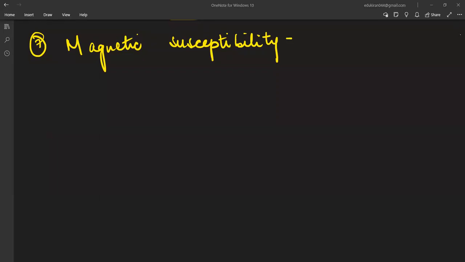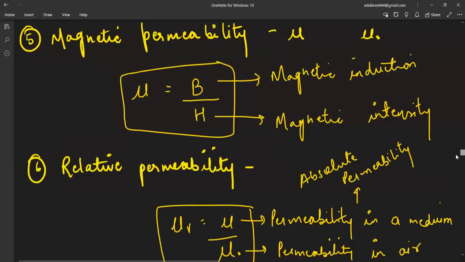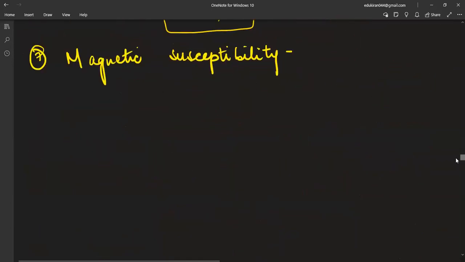Done till here? Till relative permeability, whoever didn't complete it.